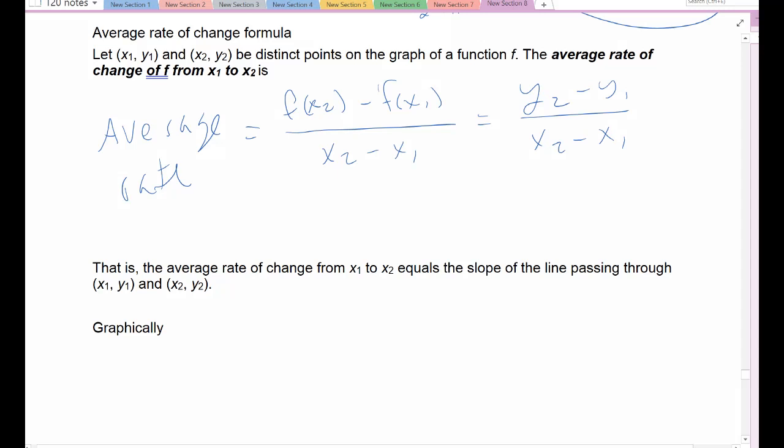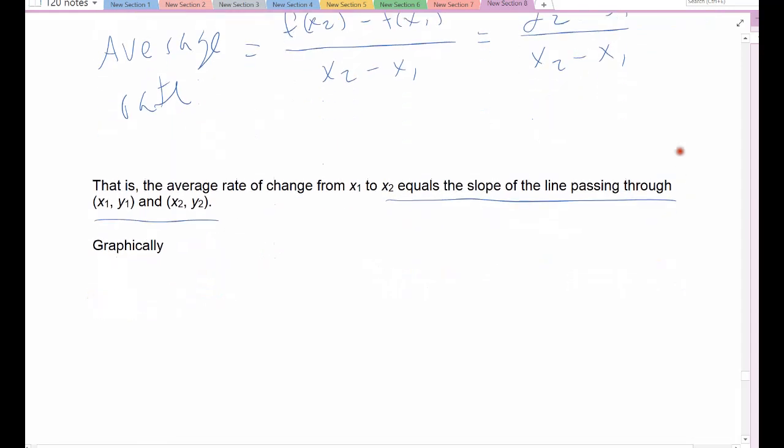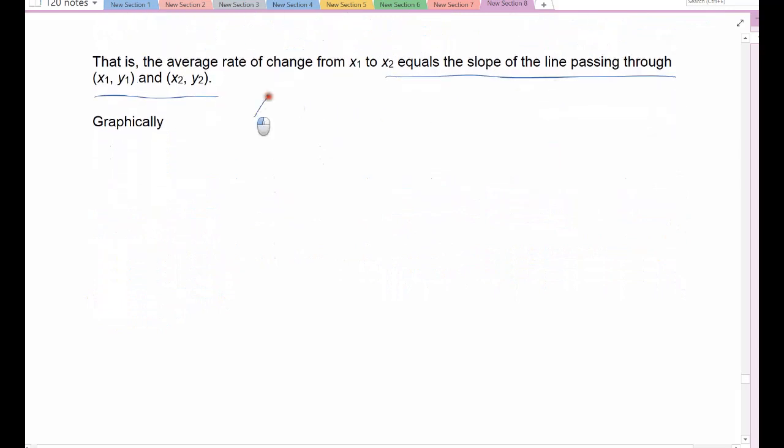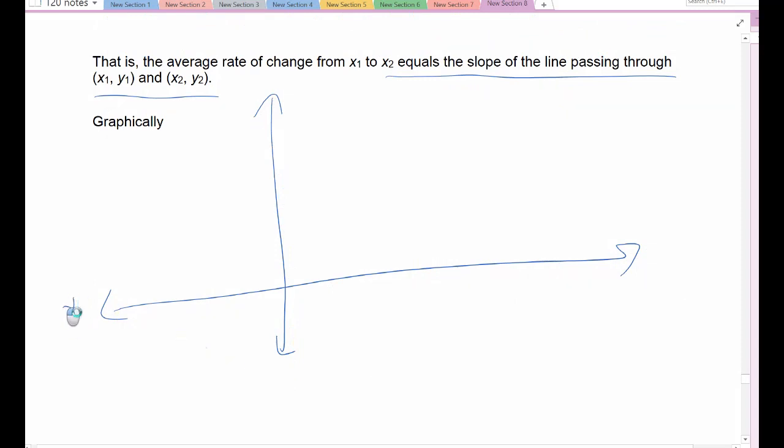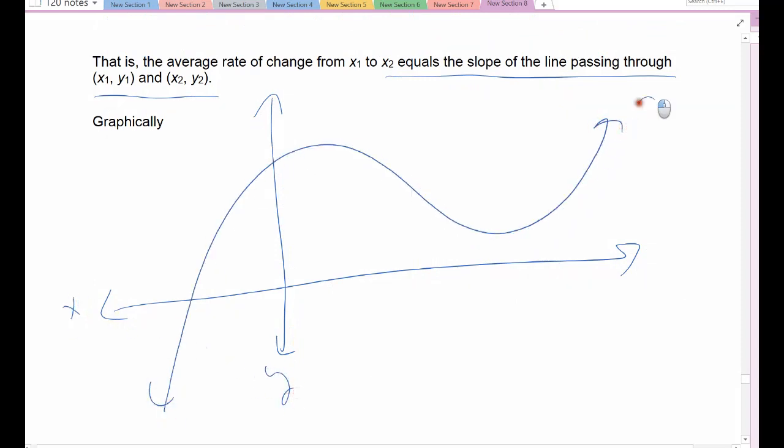That should look familiar to you, right? That's a slope. The average rate of change equals the slope of a line passing through those points. It's a special kind of line called a secant line, so graphically, if we graph it, I'm going to draw a function that's nonlinear. There's my x-axis, there's my y-axis. Suppose this is my nonlinear function f of x. I graph two points, so suppose I pick a point here, there's my x1, and I pick a point over here, there's my x2.